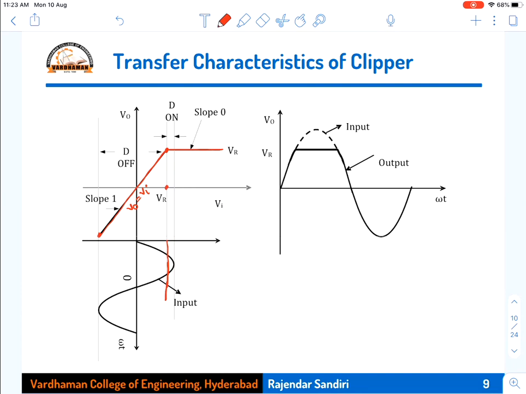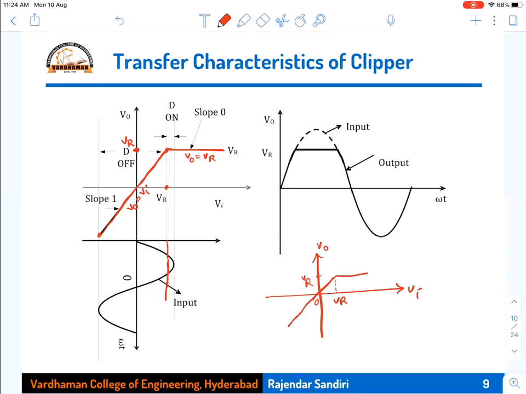For the input value of Vr, output value also Vr, because it is a slope of 1 and angle is 45 degrees. Then after that, it is V naught is equal to Vr. So this value here also on the y-axis is Vr. Okay. So this portion of the waveform is V naught is equal to Vr, and this portion of the waveform is V naught is equal to Vi. And the characteristic plot will become like this. This point is Vr, this is 0, this is Vr, V naught, Vi, and the graph will become like this.